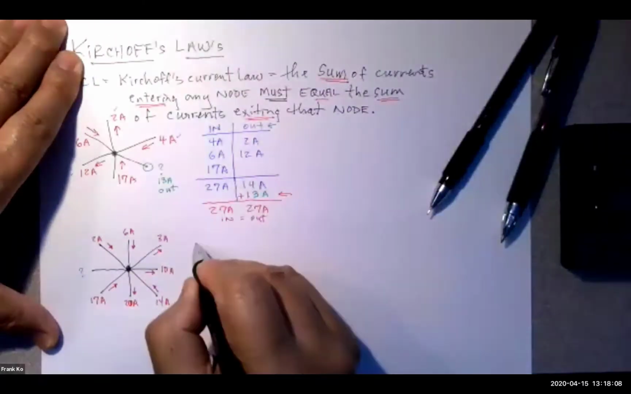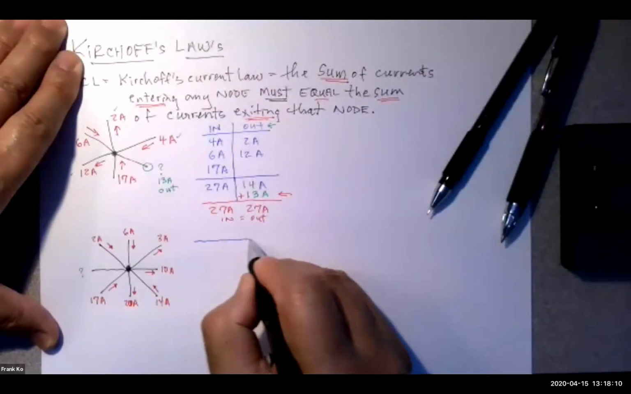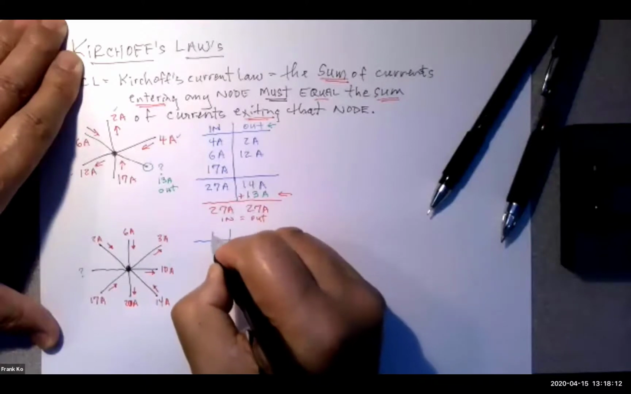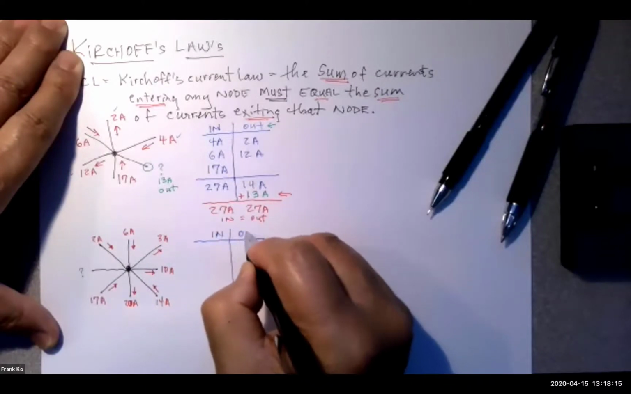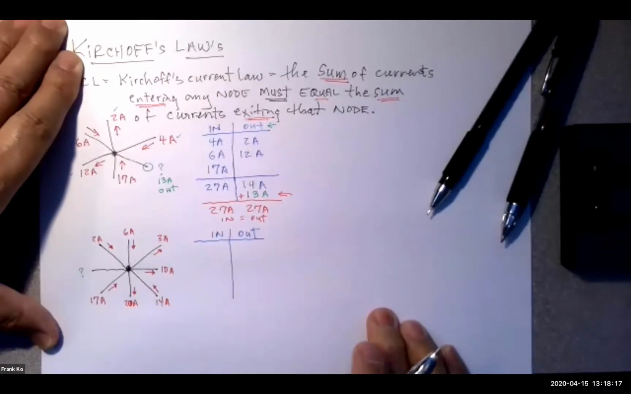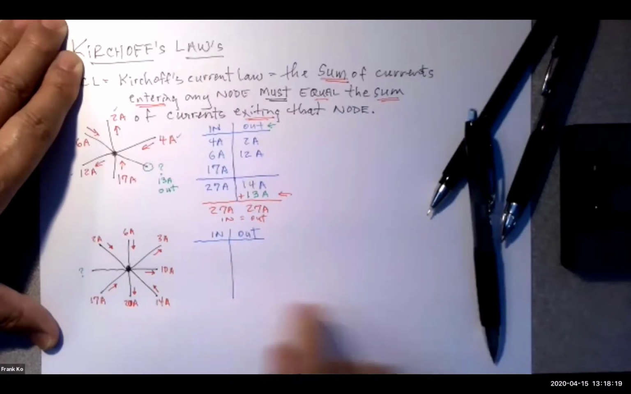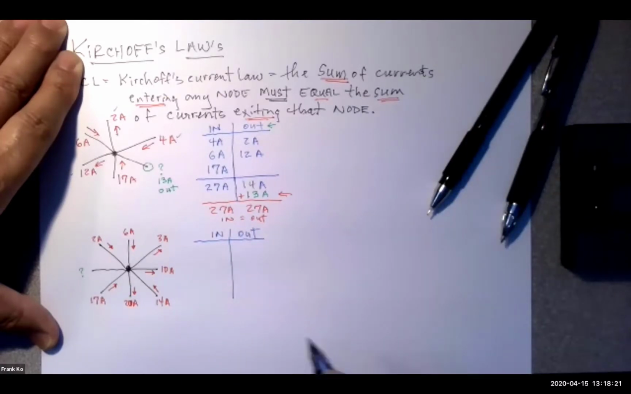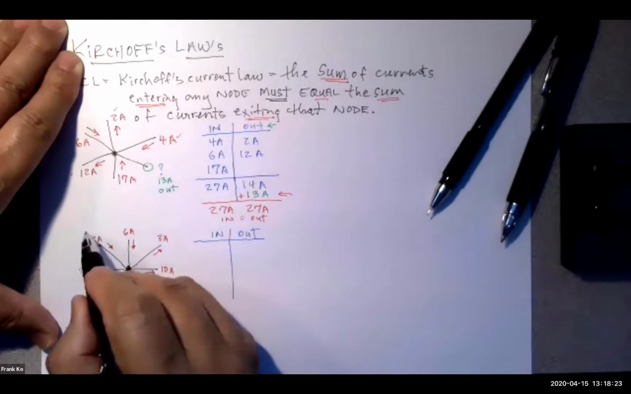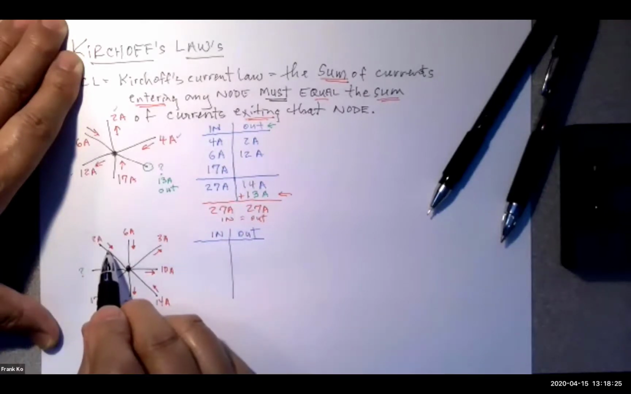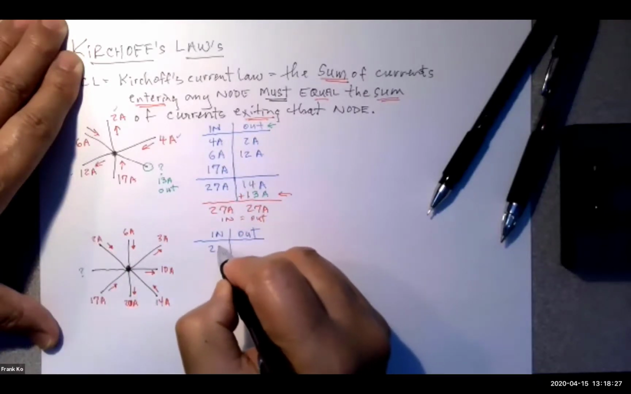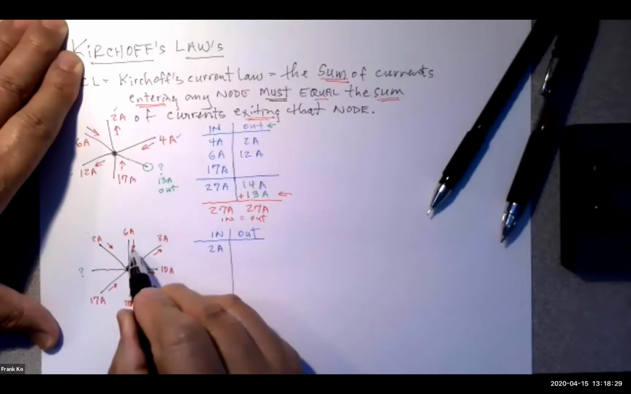What to do? Set up your in and out column chart. So you have in currents and you have out currents. And as you look at in and out currents, let's start marking these where we started. We started with a 2 amp. So 2 amp was going in. So we have 2A.